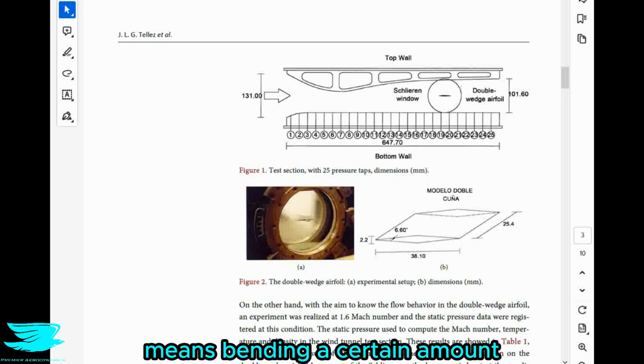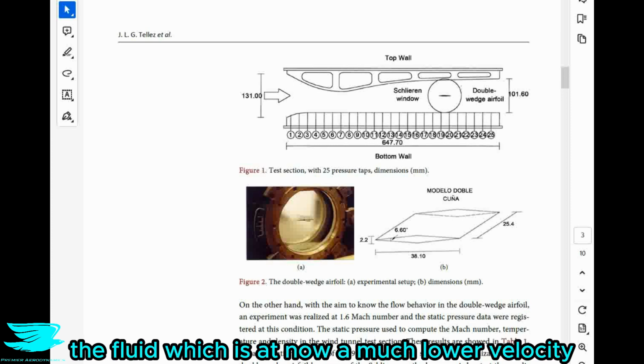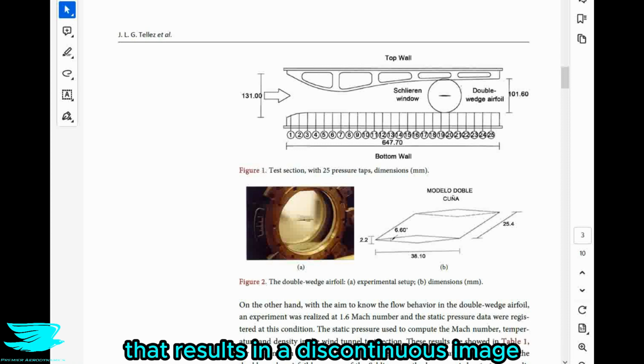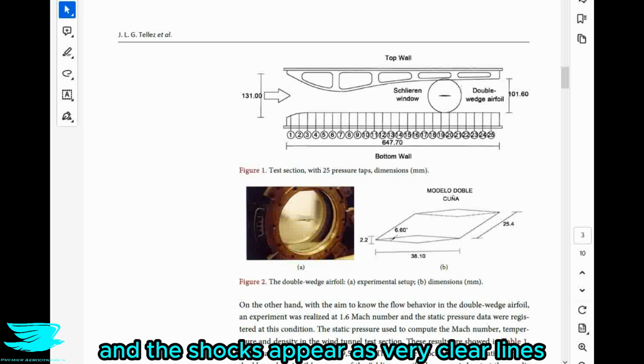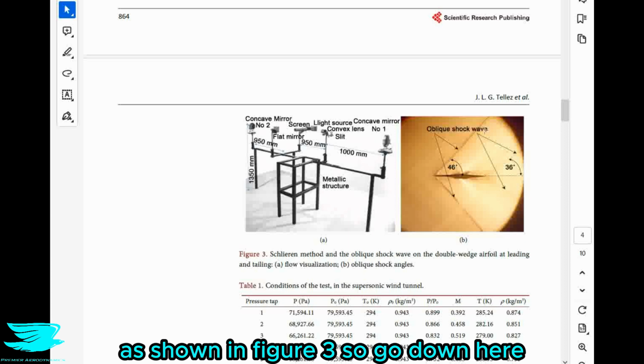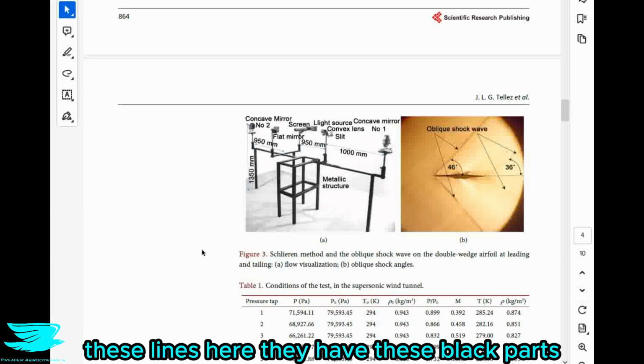which in layman's terms means it's bending at a certain amount. Then directly after the shock, the fluid, which is at now a much lower velocity, will refract the light a different amount. That results in a discontinuous image, and the shocks appear as very clear lines as shown in figure 3. So if I scroll down here, these lines here, they're these black parts.